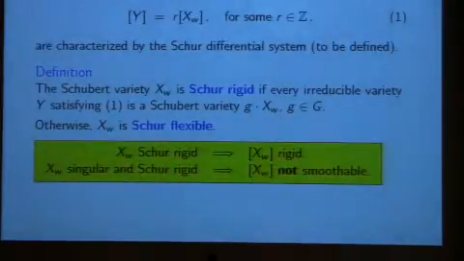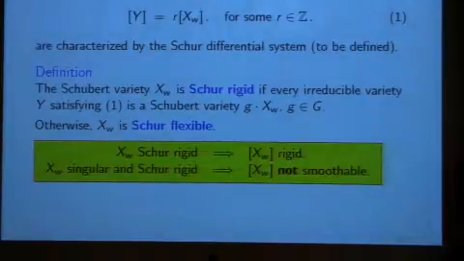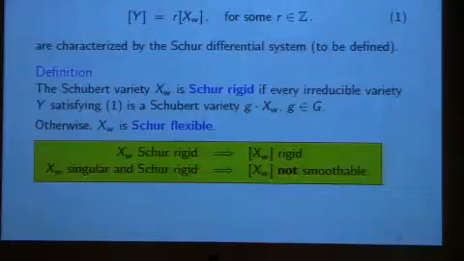And so let me just emphasize how this gets back to the original motivating question. If you have a Schubert variety that is Schur rigid, then the Schubert class is certainly rigid. You would just take r equal to 1 in the equation 1 above. So in particular, if the Schubert variety is singular and Schur rigid, then it's not smoothable.